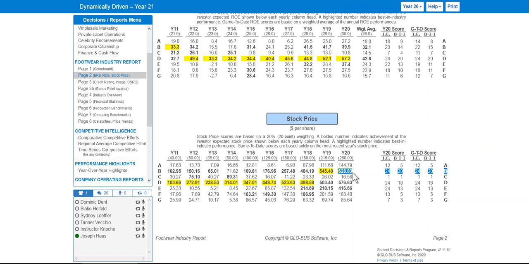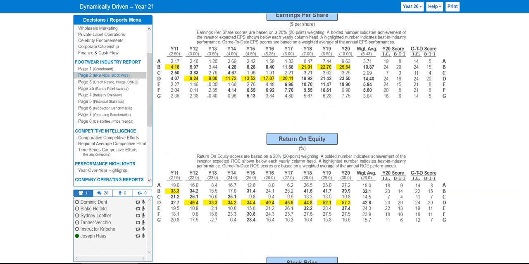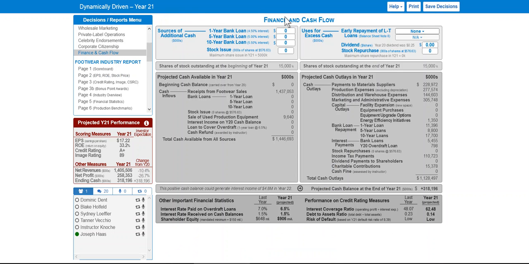this must be driven by sheer revenue. It's the one area that they really beat us out in these last 2 years, is that they generated more revenue, but not necessarily more profit. The last screen here, finance and cash flow.